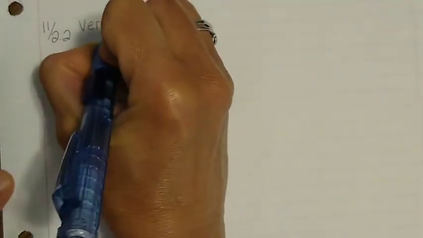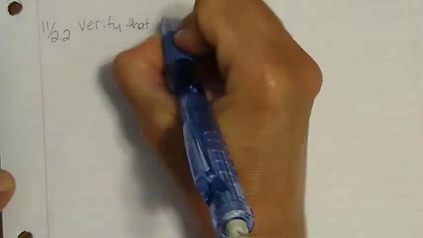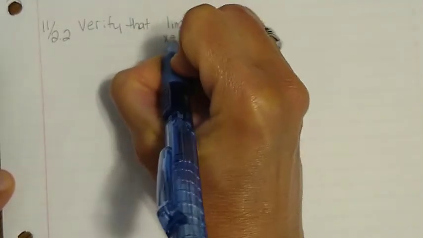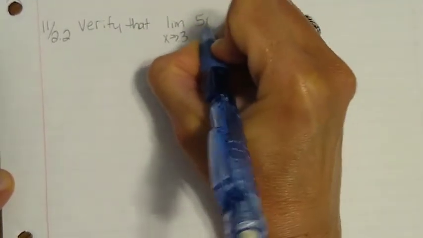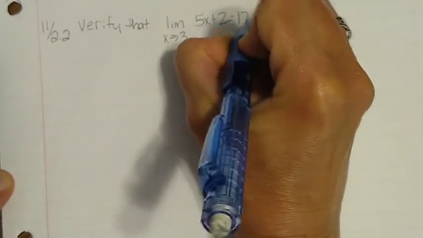Let's look at number 11 in section 2.2. We need to verify that the limit as x approaches 3 of 5x plus 2 is equal to 17.